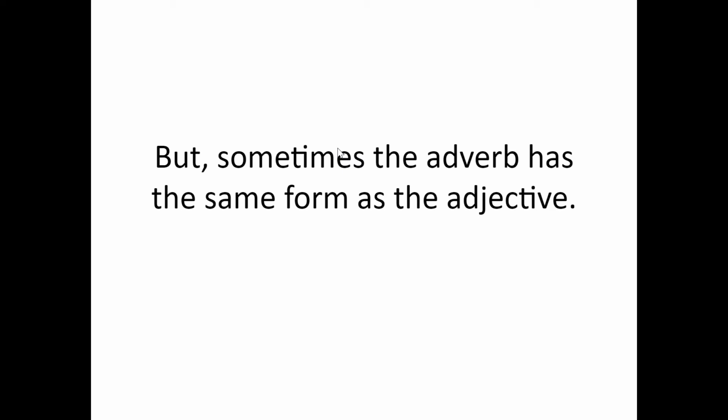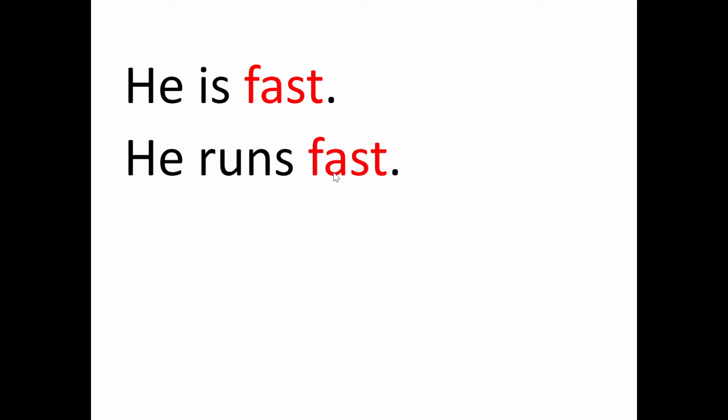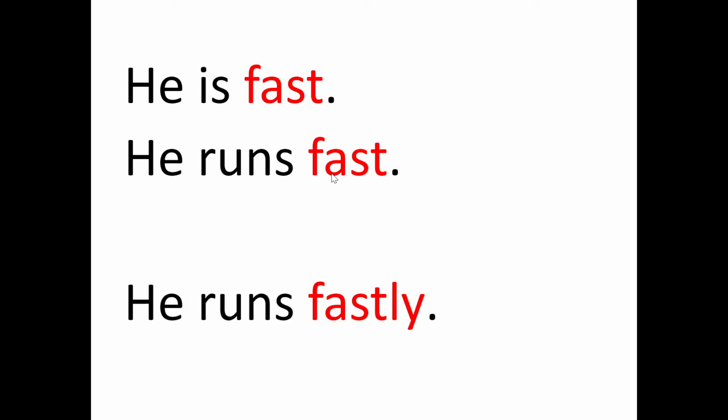However, sometimes in English, the adverb form will have the same form as the adjective form. For example, he is fast. This is an adjective. It's describing he. But we can also say he runs fast. Here, it's the same form, but this is now an adverb because it's describing run. And there are many more examples of this in English.